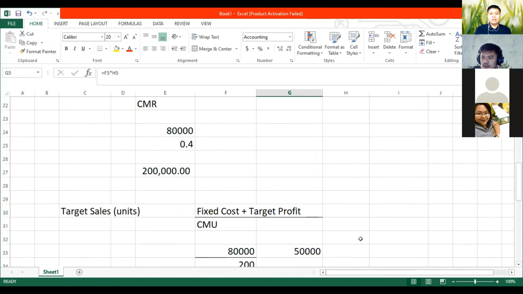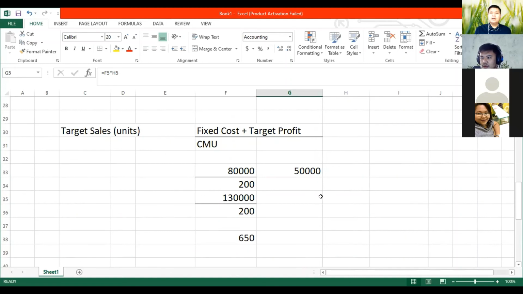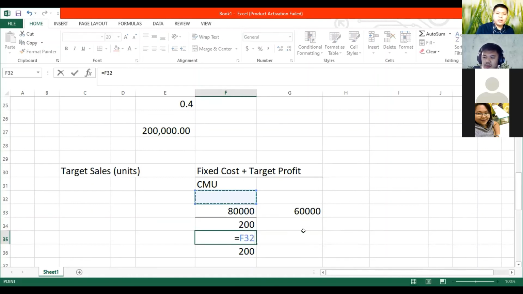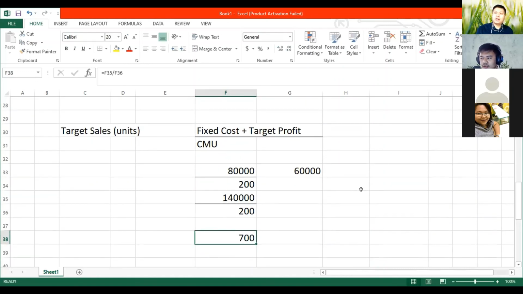Let's have another target profit. What if I target, let us say, 60,000. So palitan mo lang ito. If your target is 60,000, so this is now 1/3. So this is 80,000 plus 60,000. So then 140,000 divided by 200. You will have to sell 700.